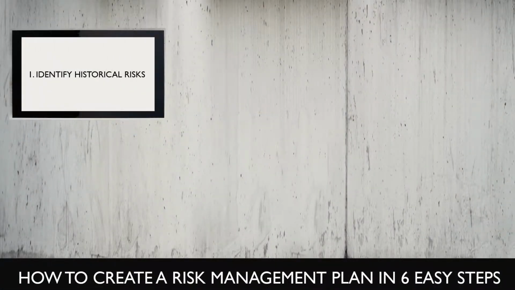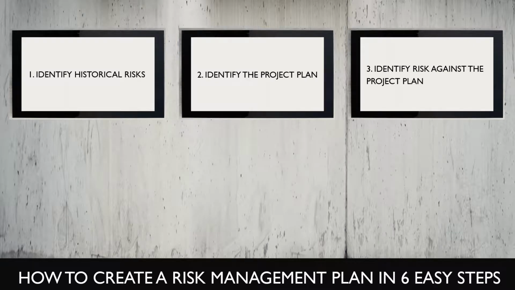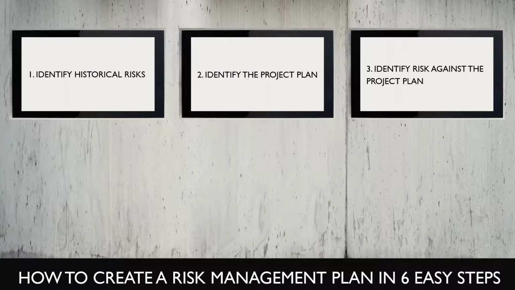Step 1, identify the historical risks. What has happened before? Go through the archives. Step 2 and 3 require the project plan. Step 2 is identifying that plan. Once you know how you're going to build the project, you'll be able to identify risk. 3, the project plan, it will provide the framework for recording the risks.